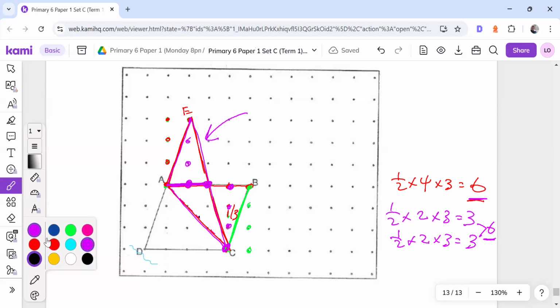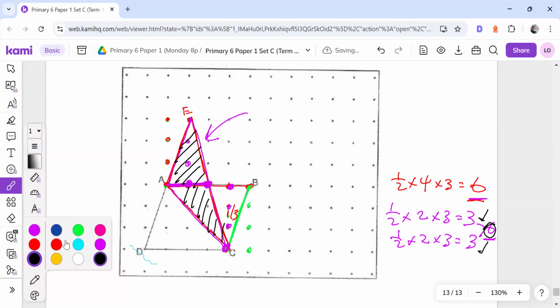Do you understand? One more time. This is what area? Half times 2 times 3. Which is over here. And this is what area? Half times 2 times 3 also, which is 3. Plus them together, that's how you get 6, which is the same area as ABC. And where's ABC? The green color triangle. Same area. Do you understand? Okay, so this part A is a bit hard.